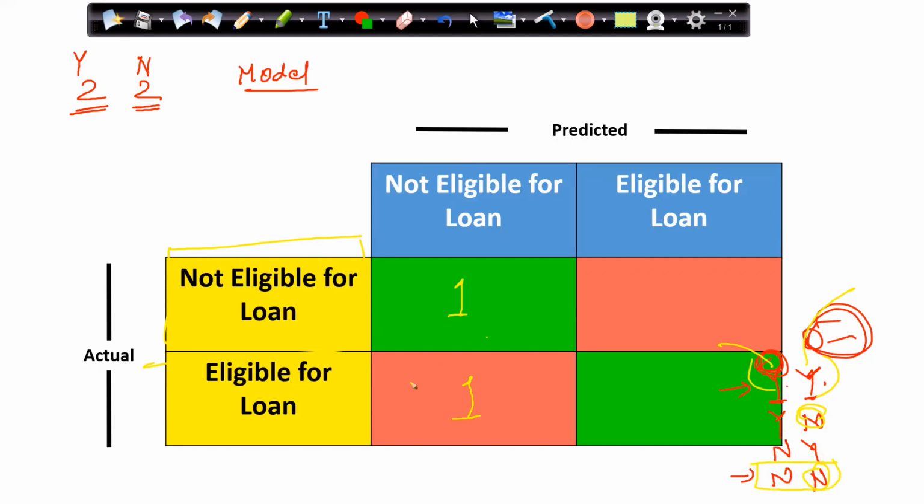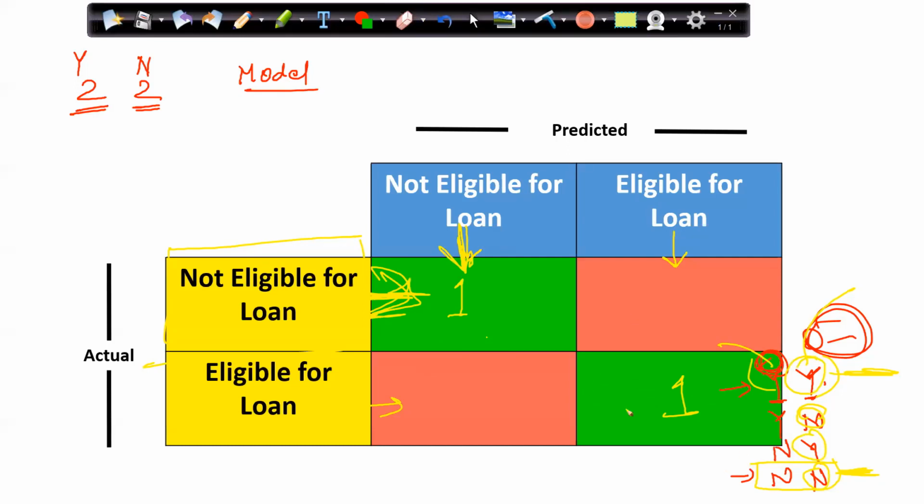Same way here also, eligible is 2 as per my actual data, but how many are matching with the predicted? This part will be 1. Eligible as per the model, eligible as per the actual. Which one is that? This one. Not eligible as per the model, not eligible as per the actual. Which one is that? This one. So I took care of that, 1 and 1.